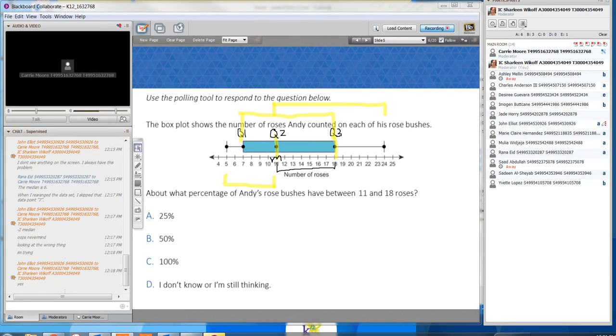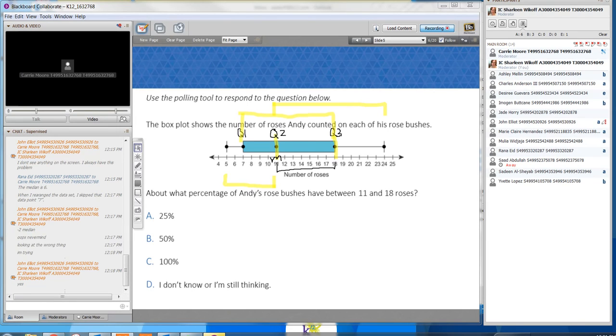Another thing that you can do is remember that if we just look at these marks, the minimum, the maximum, the median, and the quartiles, we're looking at the data set being divided into fourths, right? First fourth, that's why that's called the first quartile. Second fourth, third fourth, fourth fourth. Perhaps that'll help you figure out what percentage is between 11 and 18. What percentage is between the median and the third quartile?